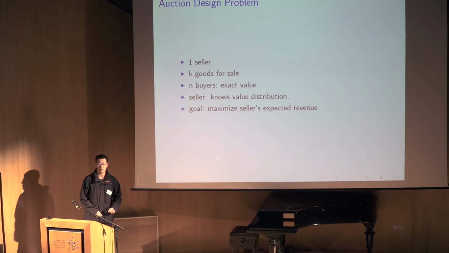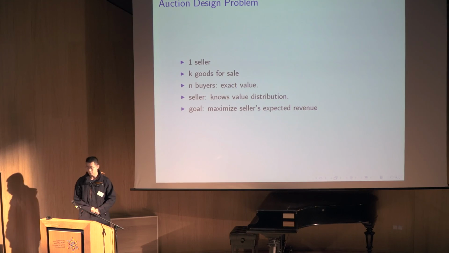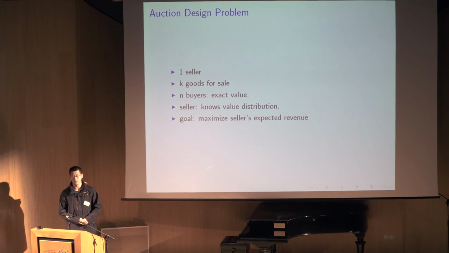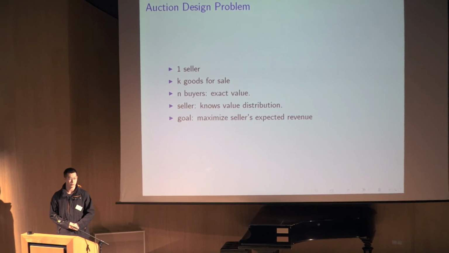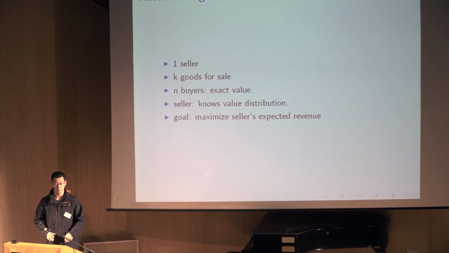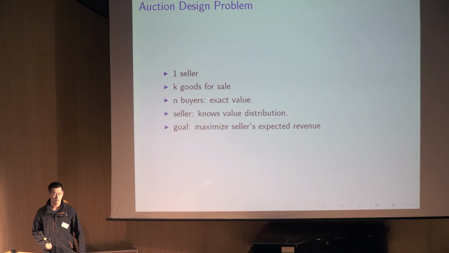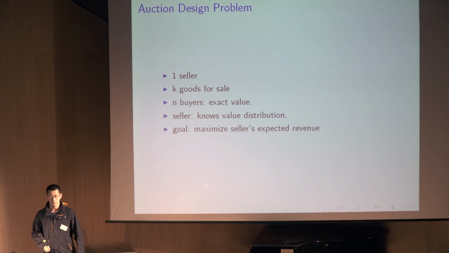In a general auction design problem, there is one seller and K goods for sale, and there is a set of buyers. The buyers know the exact value for the goods. The seller doesn't know this exact value; he only knows the value distribution. The seller's goal is to design a mechanism to maximize the revenue.